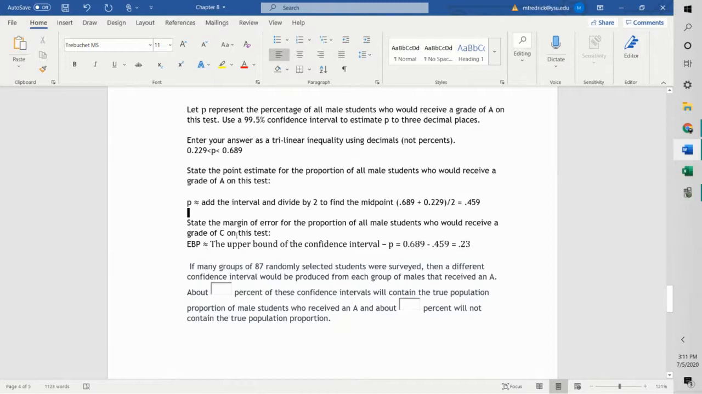The error is the part that got added and subtracted. One way of finding it, like we did before, subtract them and divide by 2. Another way is to take the upper bound and subtract p. And that's what I did here. I took the upper bound, 0.689, and I subtracted the p-value, 0.459, and I got 0.23.